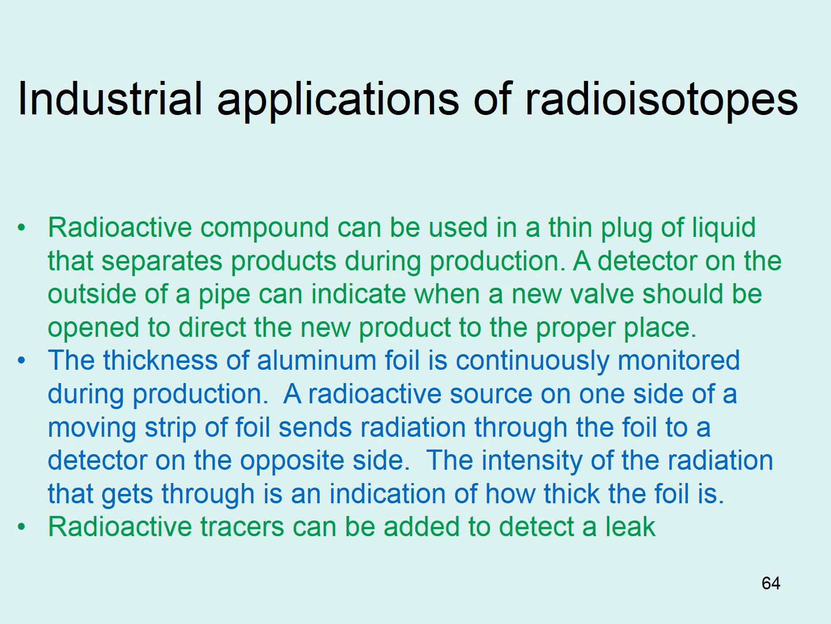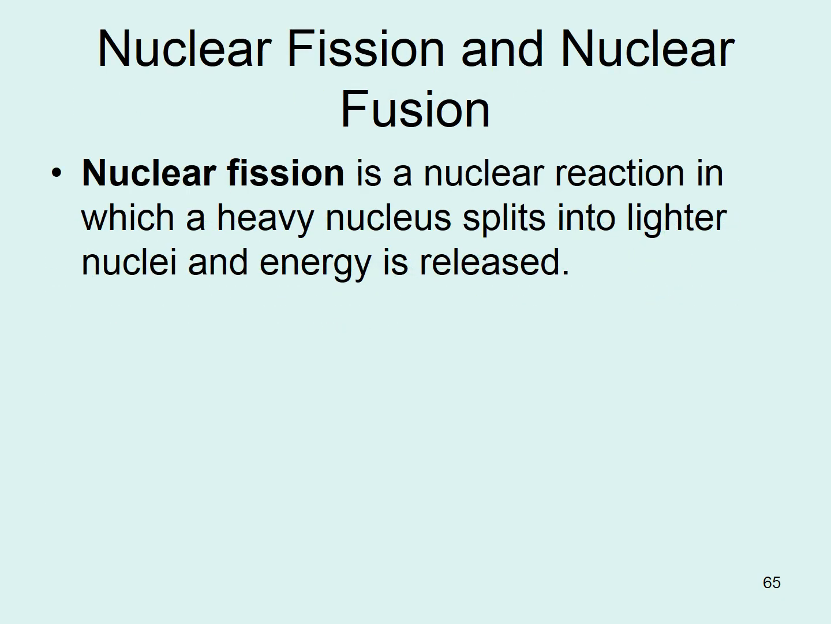Another way is that they can put a radioactive substance in a pipe. If there's a leak somewhere, then they'll be able to detect where the leak is. So just some examples. All right, just a few other things.